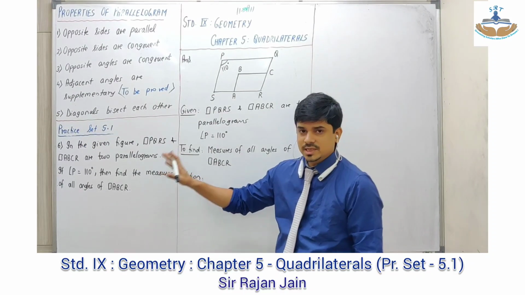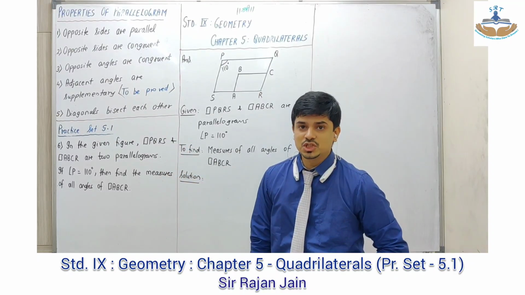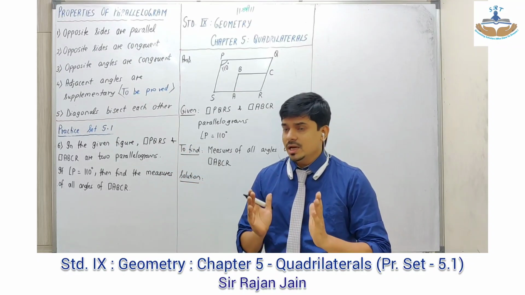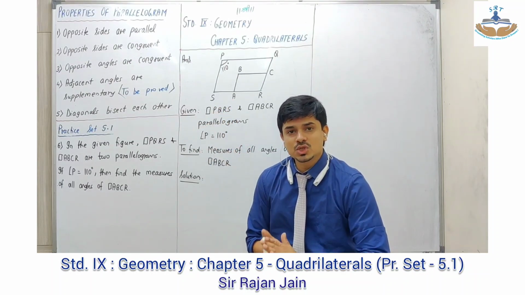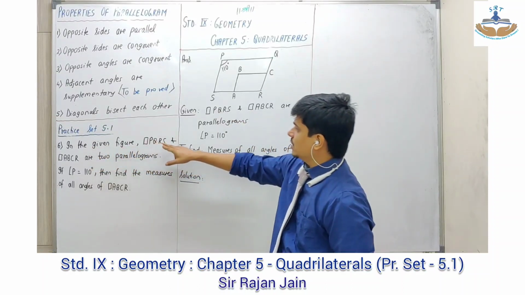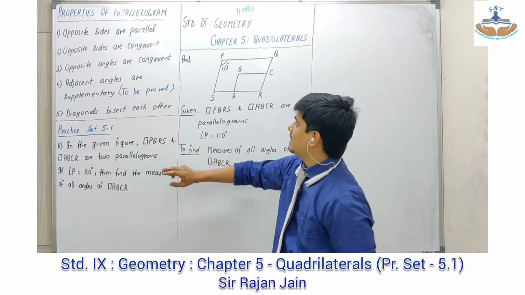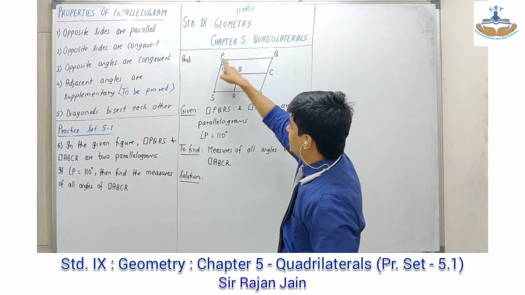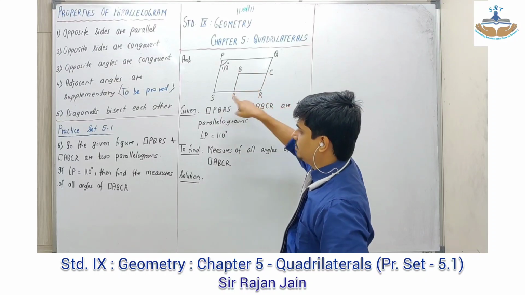Okay, question number 6. Now student, this particular question is very important from examination point of view. There are many schools in which they get this particular question either in unit test or semester. It is very simple. See what it says. In the given figure, quadrilateral PQRS and quadrilateral ABCR are two parallelograms. मतलब ये bigger quadrilateral is a parallelogram. Also the smaller quadrilateral is a parallelogram.